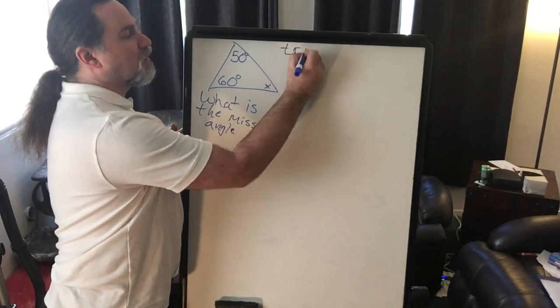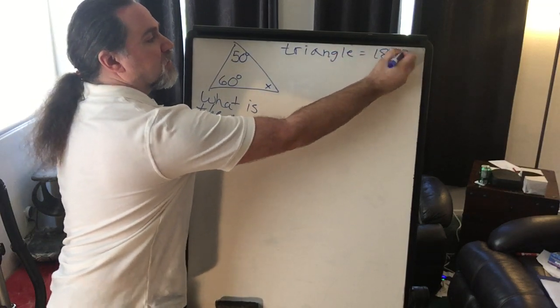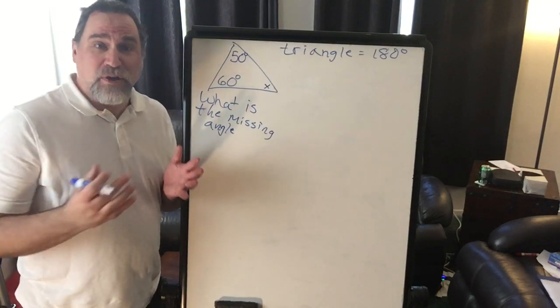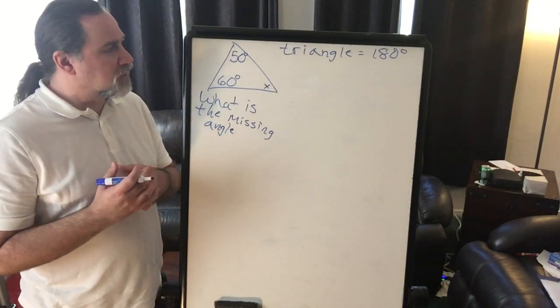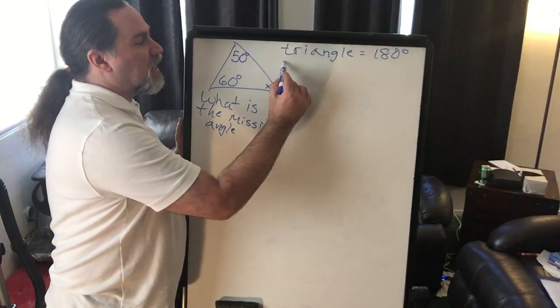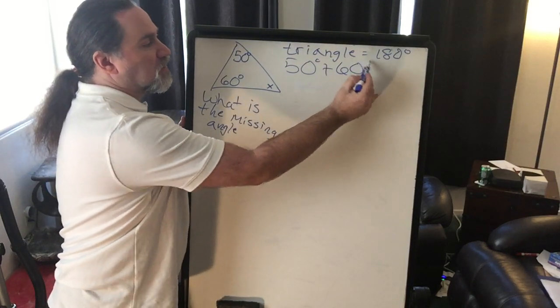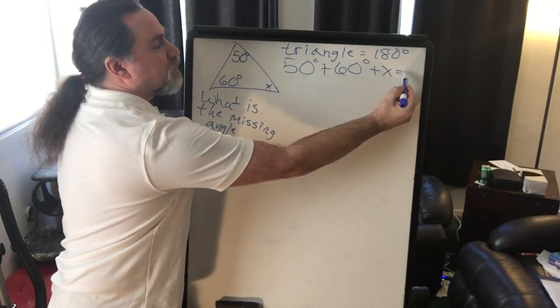Well, every triangle is 180 degrees. We know that. We saw that in our last lesson, and if we don't, we got to remember it. Triangles are always going to be 180 degrees. So that means that all three of these angles have to add up to it. So we have a 50-degree angle, we have a 60-degree angle, we have the unknown, and then we know the total.